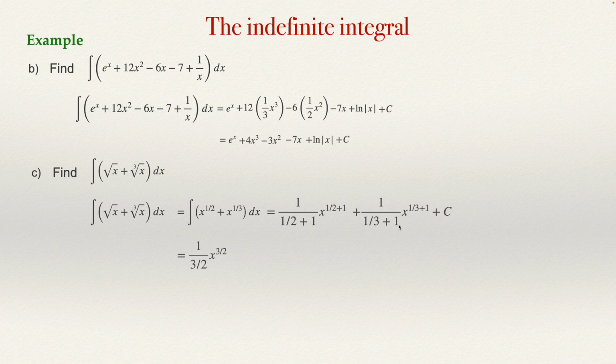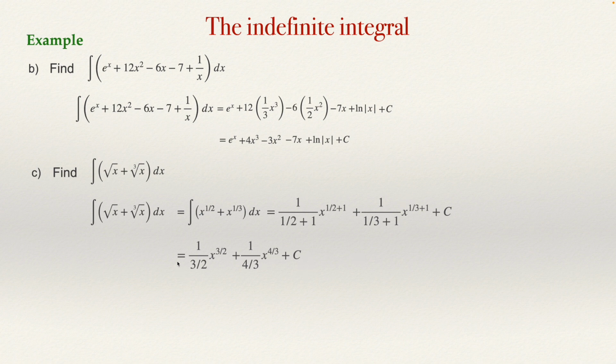1/3 plus 1. This is 3 over 3 plus 1 over 3. It will be 4 over 3. 1/3 plus 3/3 will be 4/3. So it will be 4 over 3 as the denominator here and also as the exponent. Plus the constant of integration.